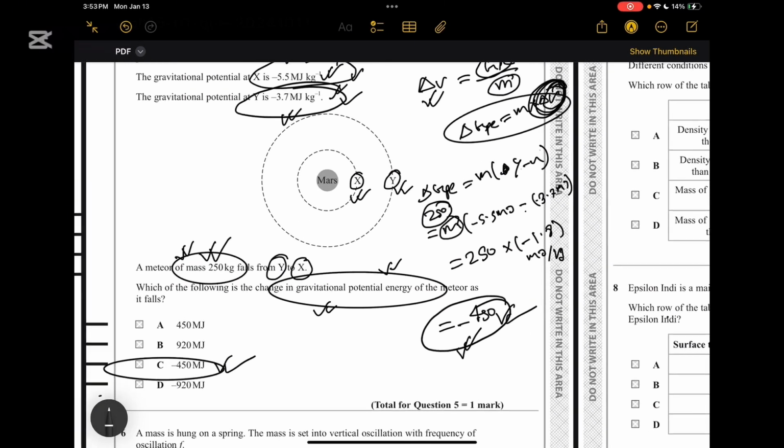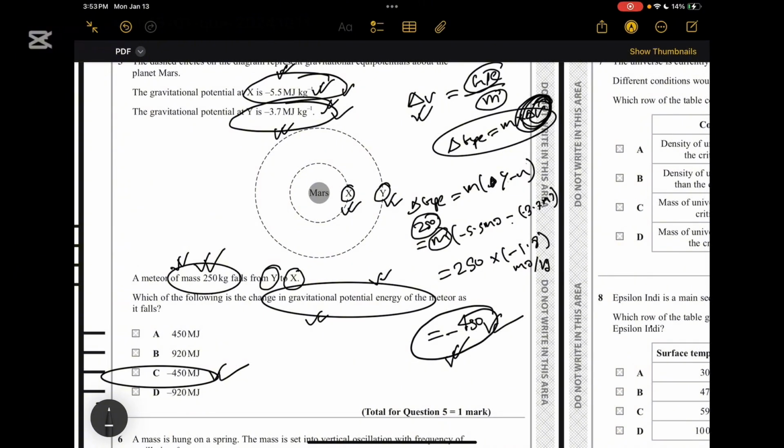Another thing I want you to understand, though it is not written in our question, is why this gravitational potential energy is negative. The gravitational potential energy is negative because the gravitational potential at point x is more negative, at a lower point than y. That's why it is more negative, meaning the meteor is moving to a region of stronger gravitational potential, closer to the planet's surface. This indicates that the meteor is losing potential energy as it falls.